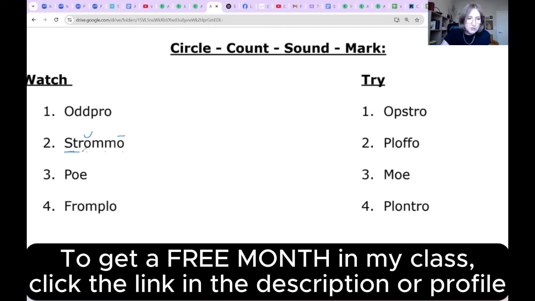St, stir, straw, strom, stromo. Make sure you drop your jaw right here so it doesn't come out as a, which I almost did. I almost said straw, a little lazy. It turned it almost into a schwa sound. So I need to drop my jaw so it's a clear ah, stromo. Okay, go ahead and try yours over here.